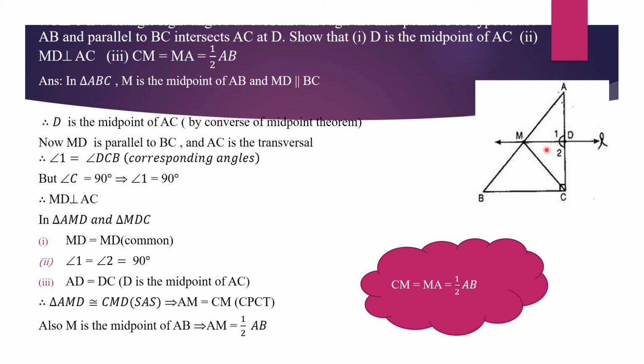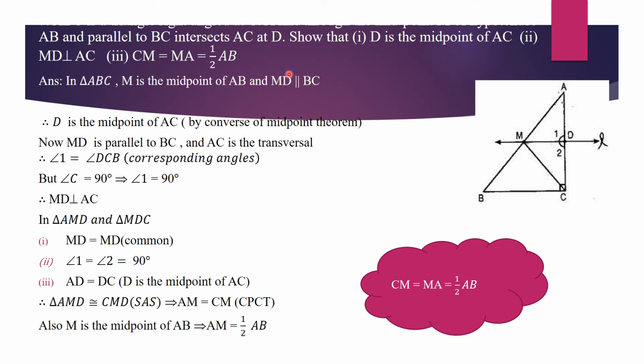Now we know MD is parallel to BC and consider AC as the transversal. Therefore we can say angle 1 is equal to angle DCB using the condition corresponding angles. We know angle C is equal to 90 degrees. Therefore angle 1 is also equal to 90 degrees. Therefore MD is perpendicular to AC.